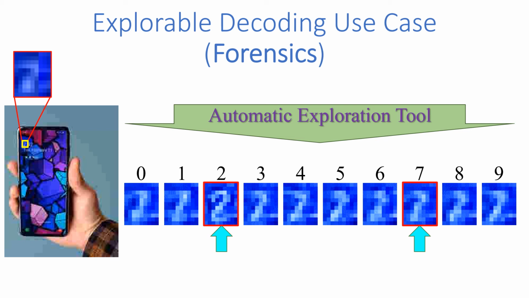In this example, since we created it ourselves, we can look at the ground truth image before it was compressed and see that the actual time of crime was indeed 2 and not 7, as would have been mistakenly decoded if it weren't for our explorable decoding framework.